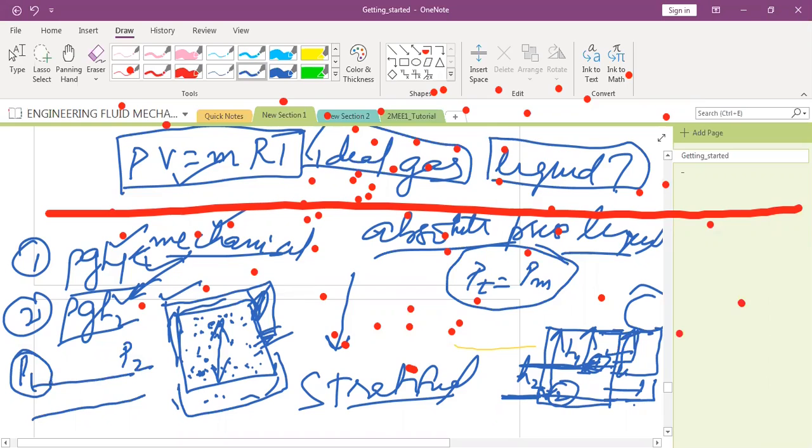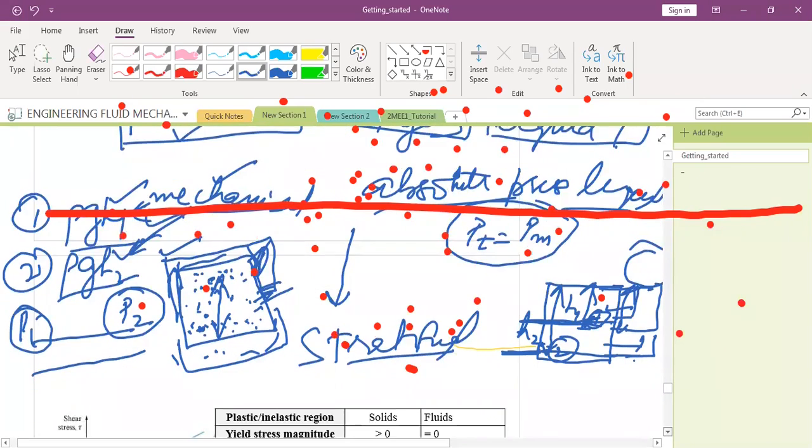If I say pressure is P1, it is relative to what? P2? Or some pre-agreed upon reference point? Yes, sir. So P1, what you can see is, you can apply, say, I'm putting it here, you want to find out.